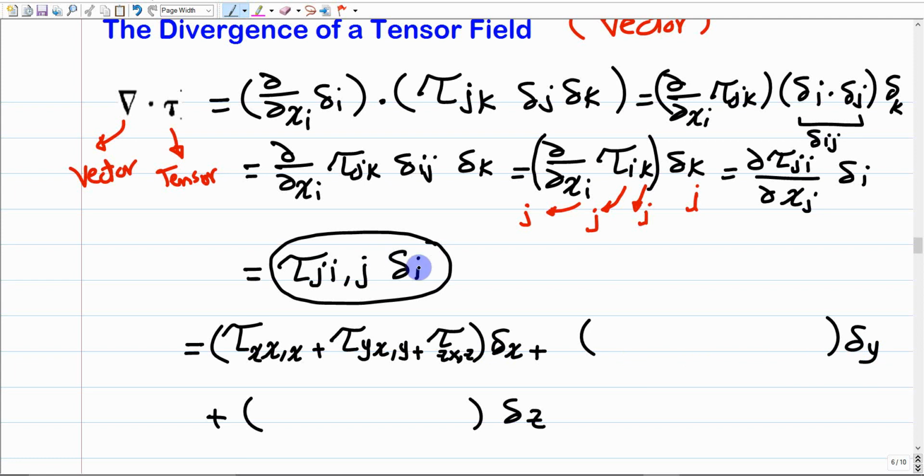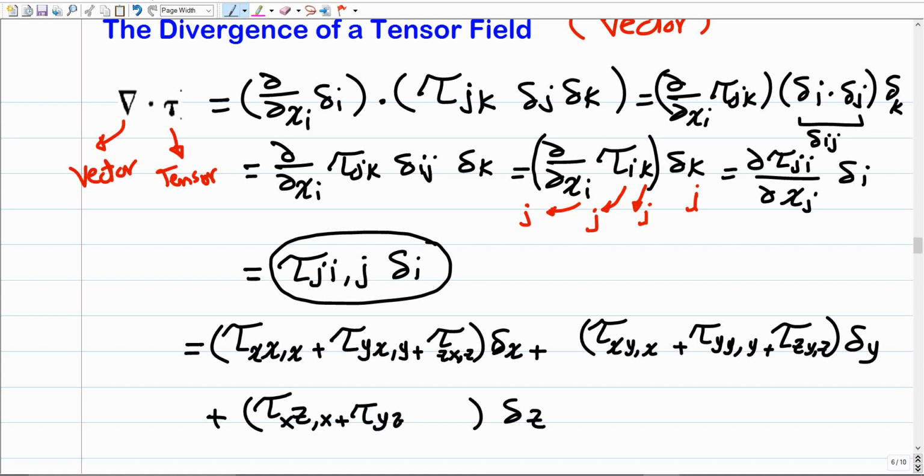The second term, delta y, it means that i is already y, so we're going to have here tau 1 time xy comma x plus, then j is going to be y, so we're going to end up with yy comma y, then j is going to be z, so it's going to be zy comma z. How about the delta z? So it's going to be, i should be z, so we're going to have tau xz comma x plus tau yz comma y plus tau zz comma z.